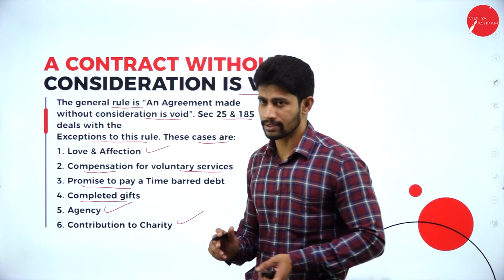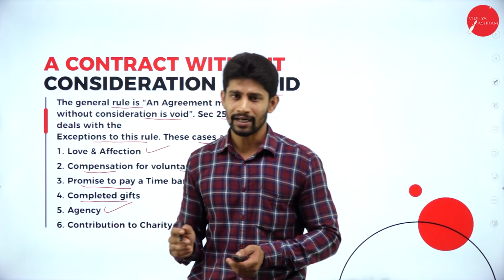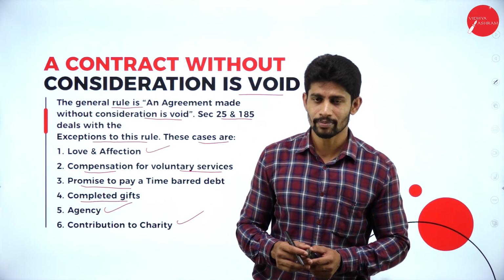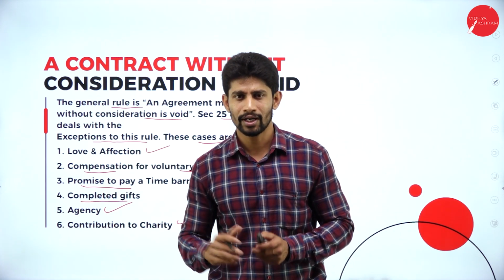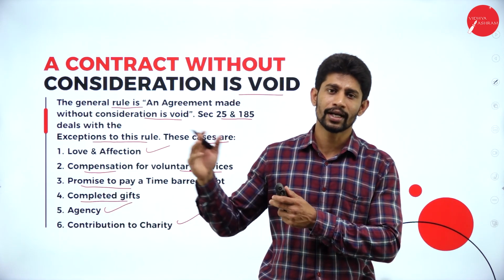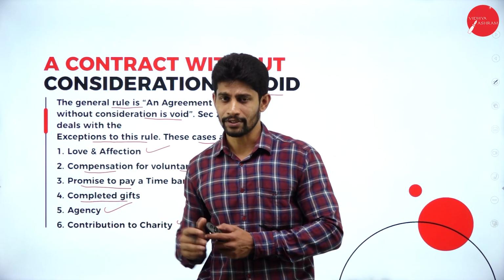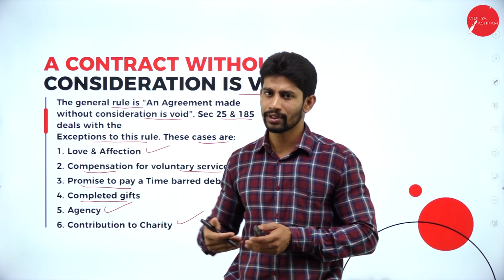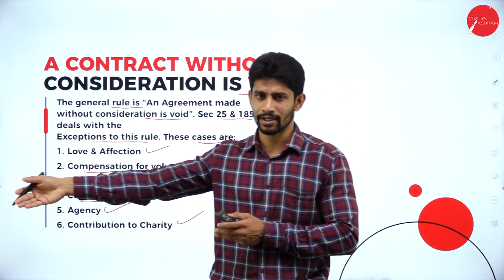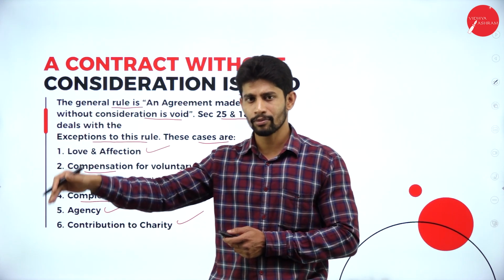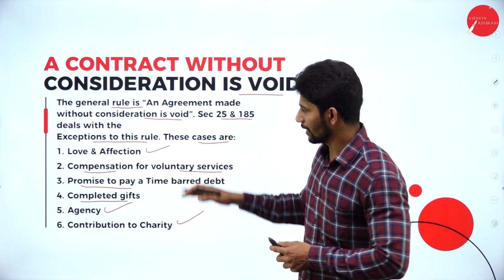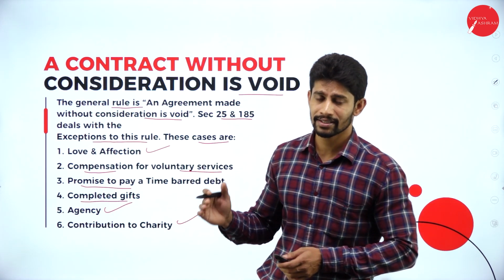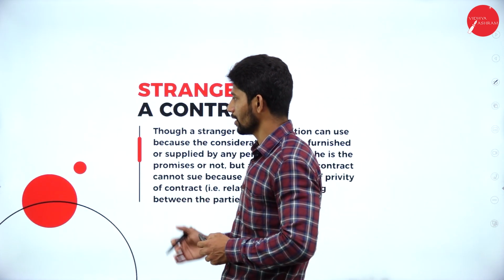Contribution to charity. If you are contributing to charity, at that time also you need not create a contract with consideration. Sometimes you are giving a property, like 1 acre of land, to an orphanage. If you are giving 1 acre of land to an orphanage, they need not pay you the amount, because you are giving it out of charity. So there is no consideration in that, and at that time also it is valid. So in these exceptional cases, consideration is not required. In other cases, consideration is a must.